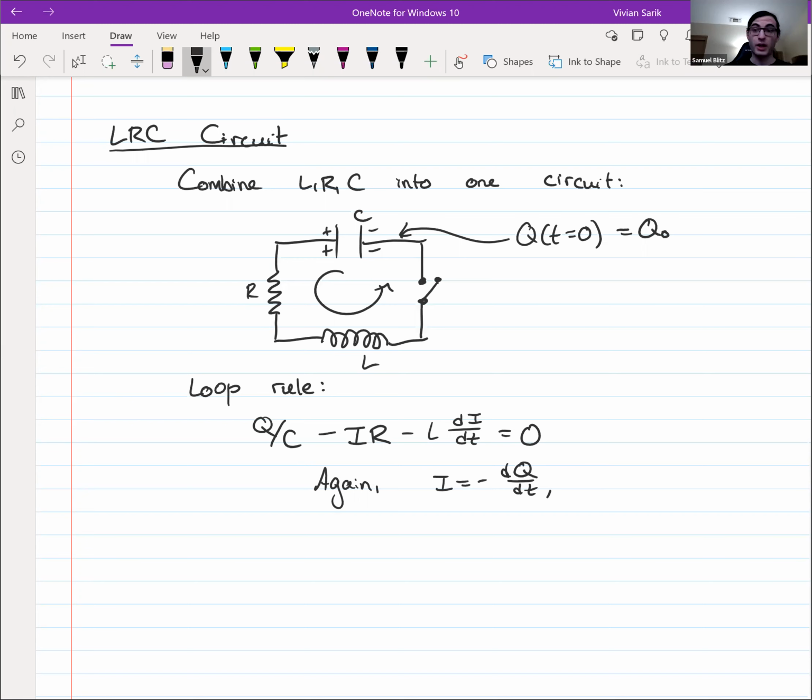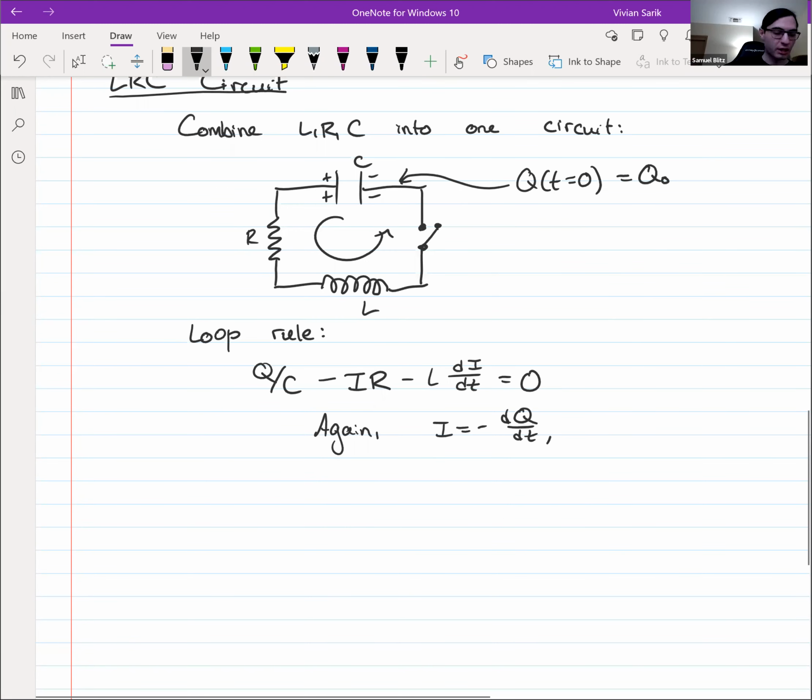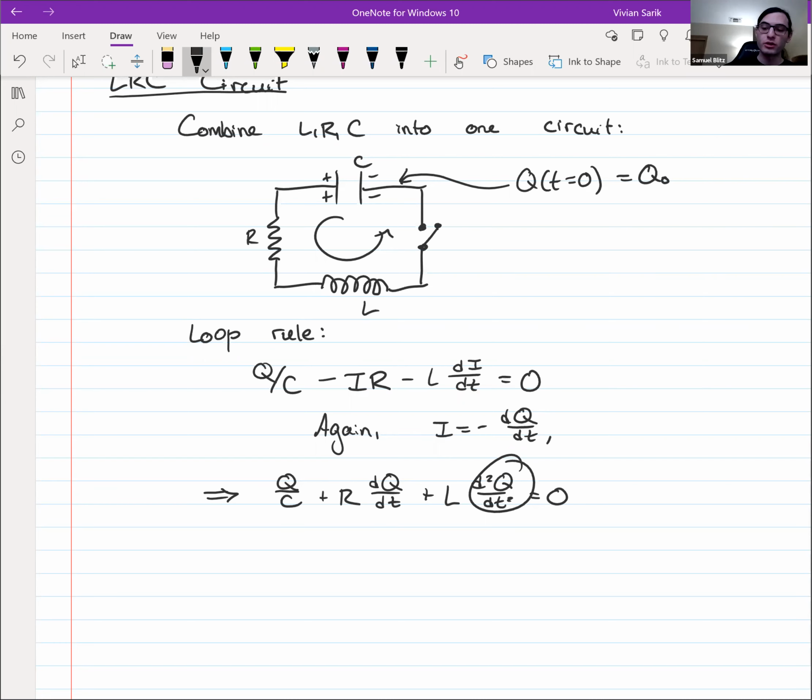So we can simplify our equation by plugging that in, writing it all in terms of Q. So we have Q over C plus R times dQ/dt. The minus sign goes the way of the dodo because we have a minus sign because I is negative dQ/dt, plus L d squared Q/dt squared equals 0. And now we just have a differential equation involving charge and the three constants.